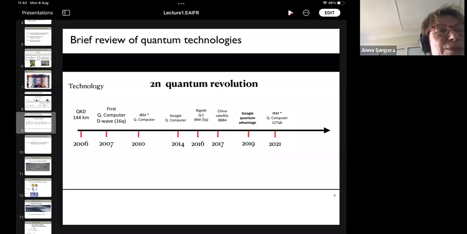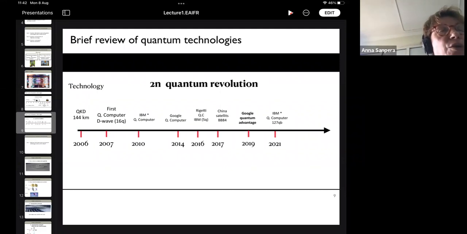In 2010, IBM says that it's going to enter in quantum computation. In 2014, Google says that it's going to enter in quantum information, in quantum computation. In 2016, just 6 years ago, Rigetti, just a student at the university, decided to found his own company. Okay, so this is the start of these startups.